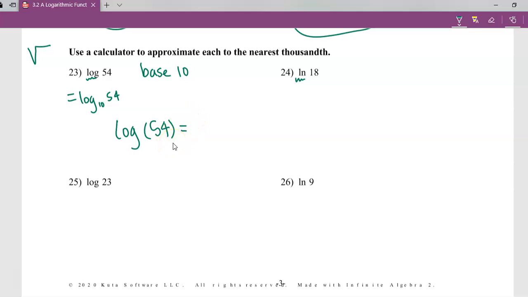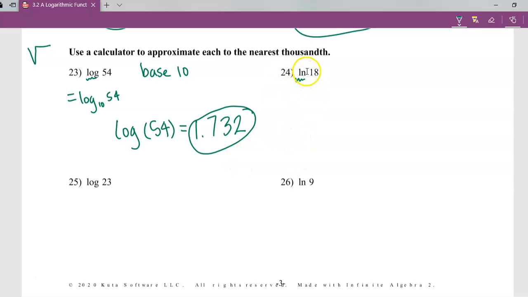Let me quickly calculate this with my calculator. So we have log of 54, and that is giving me 1.73. Let's see, we're rounding to the nearest thousandth, that means 3 decimal places. So 1.732. Okay, so easy peasy, just stick it in your calculator.